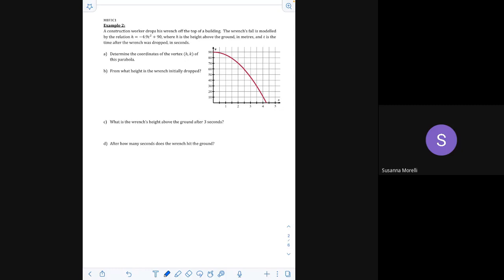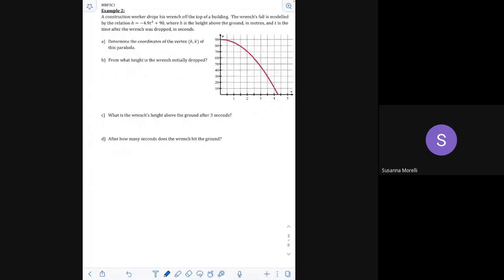And they give us both the equation and a graph that models the path of the wrench as it drops from the top of the building to the ground. Now they have a series of questions they want us to answer. So determine the coordinates of the vertex H and K of this problem. The vertex is the highest point here. In this case, the vertex would be right there.